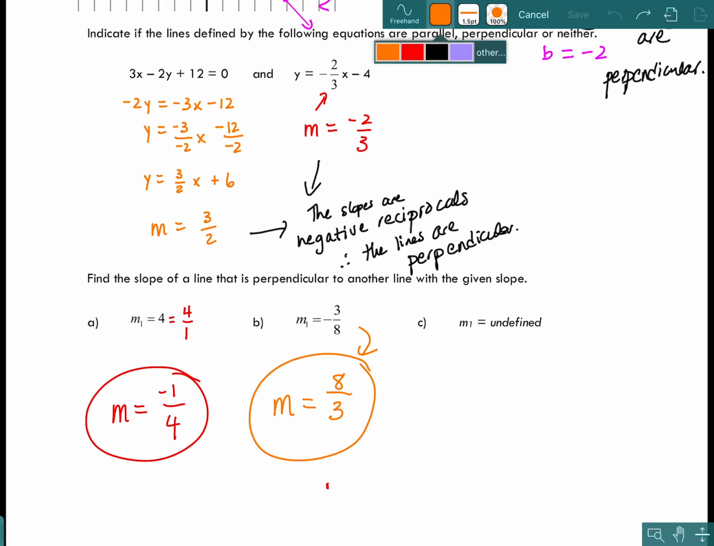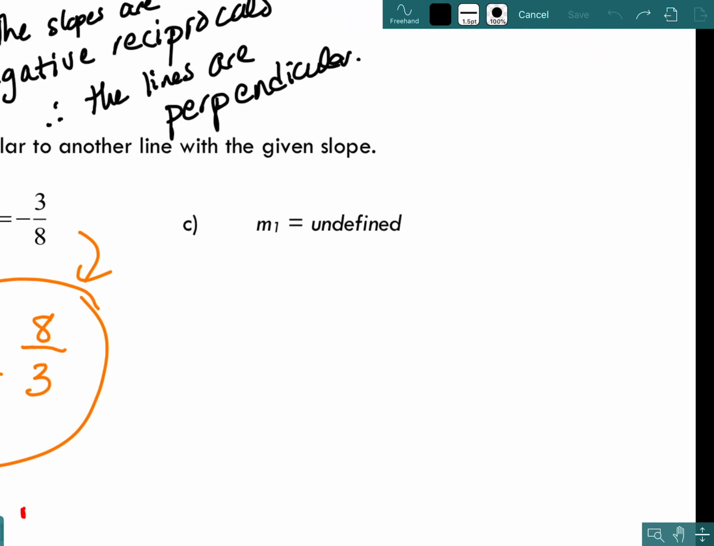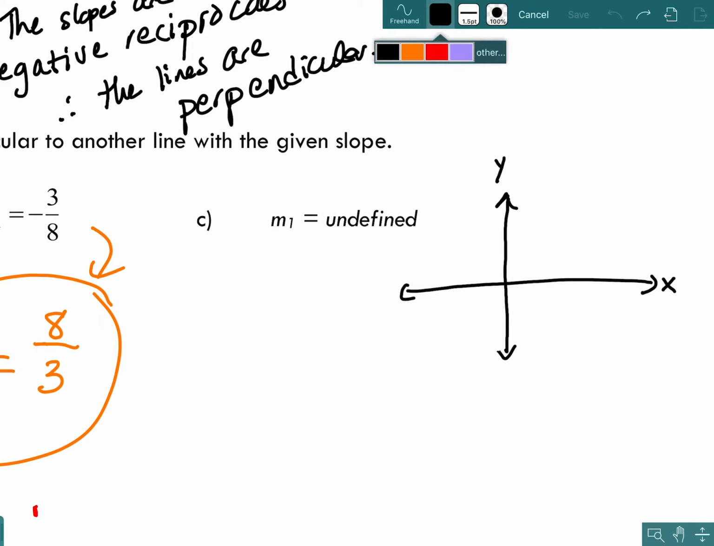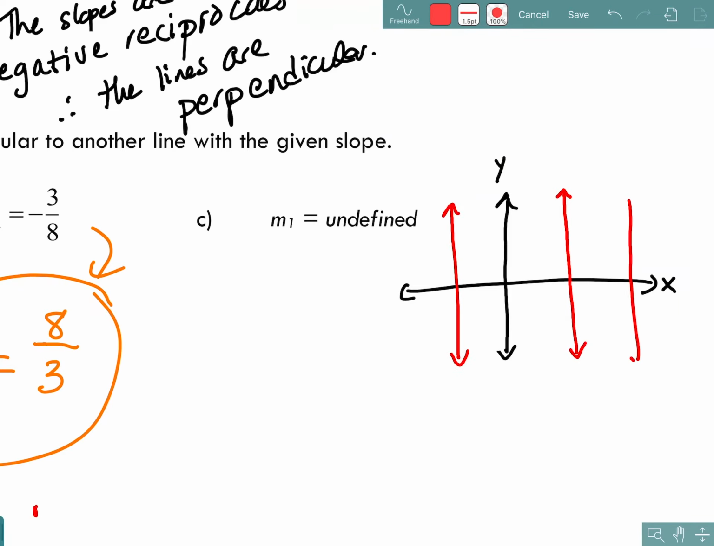Now over here, this is an interesting one because we have a slope that's undefined. So an undefined slope looks like this. Here's x axis, here's our y axis. An undefined slope means that the denominator is 0 because you can't divide a number by 0. So that happens when we have some sort of rise but a run of 0. We're not going to the right or to the left. So this line here has an undefined slope. This line has an undefined slope. Any vertical line has an undefined slope.